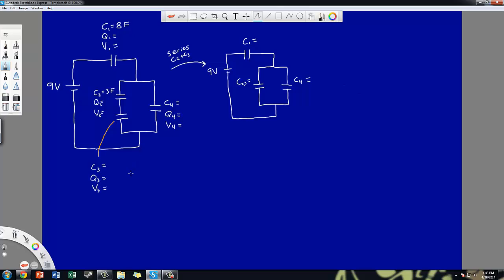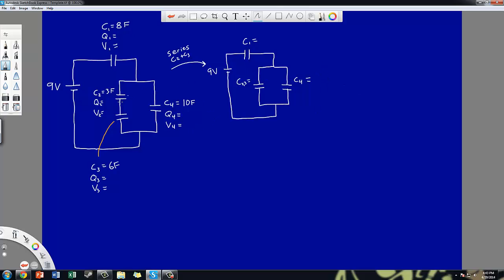I realized suddenly that I did not give the starting information for these, so let me do that. This is 6 farads, and this one here is 10. Sorry about that. That would have been a really hard problem to do without that information.